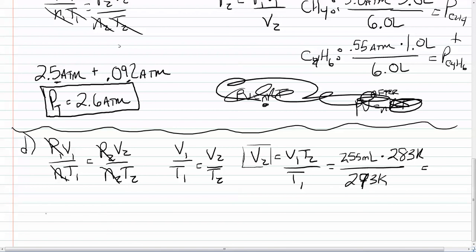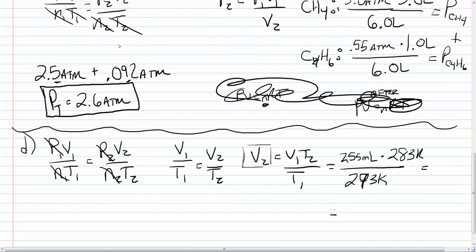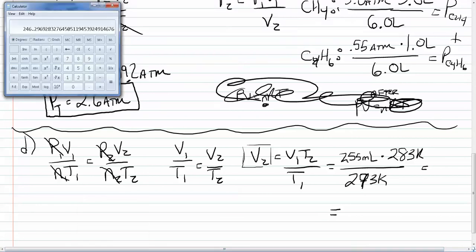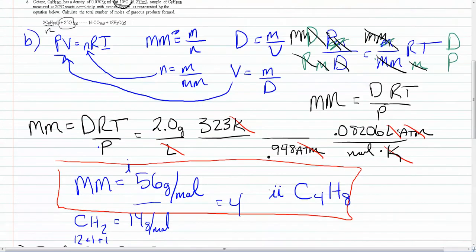Okay, so we'll run that number to get the adjusted volume, because we need that volume so we can compare to that density number, because we need to get grams. So we'll get that calculator pulled up again. We're looking at 255 times 283 divided by 293. So the volume is actually going to be 246. This would be an easy place to make a mistake on the test. So this is the volume at 10 degrees C.